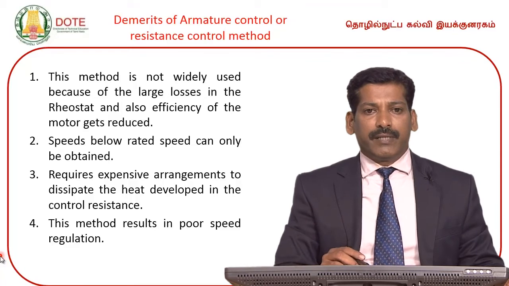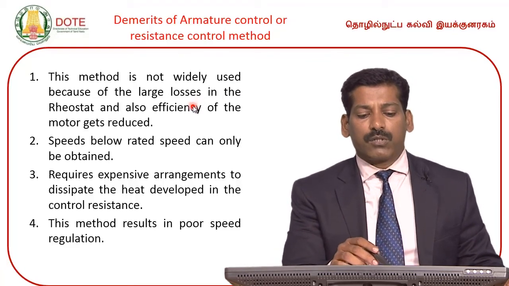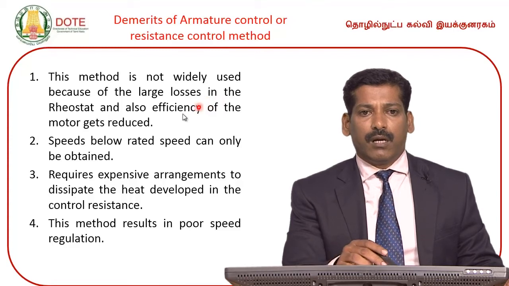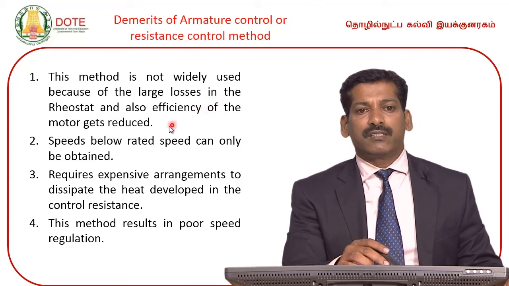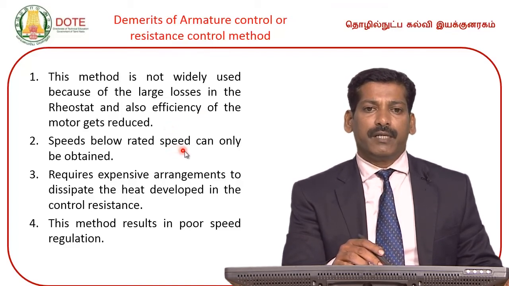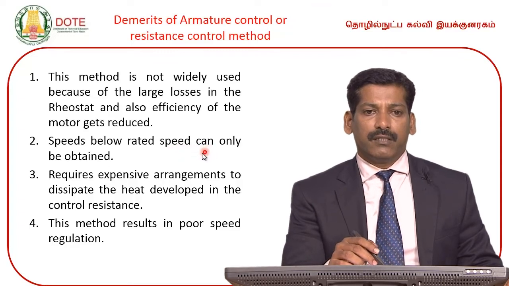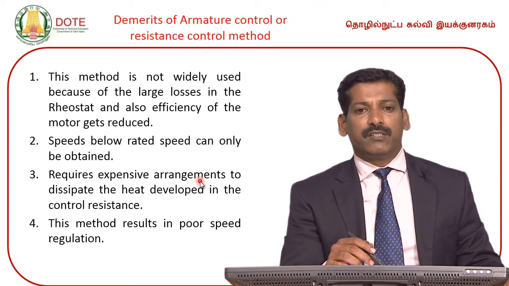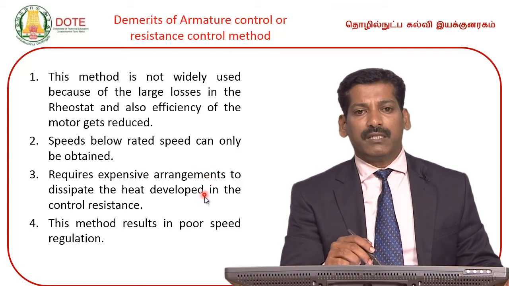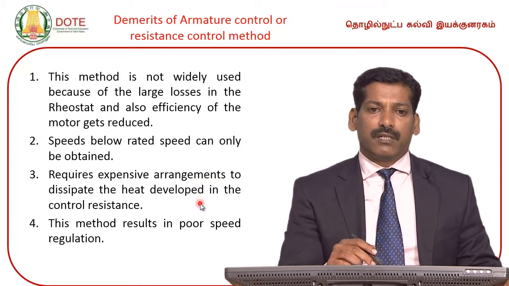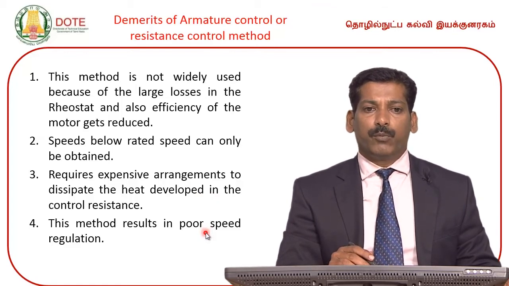In today's class, we are going to see some of the merits and demerits of armature control or resistance control method, which we have discussed in the previous class. Number 1, this method is not widely used because of the large losses in the rheostat, and also the efficiency of the motor gets reduced. Number 2, speeds below rated speed can only be obtained in this method. Number 3, it requires expensive arrangements to dissipate the heat developed in the control resistance. Number 4, this method results in poor speed regulation.